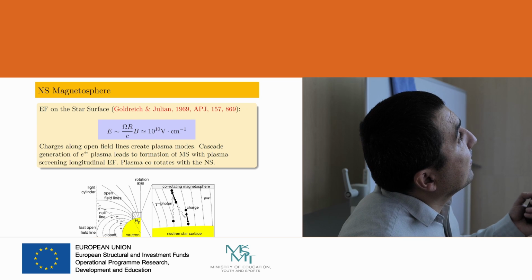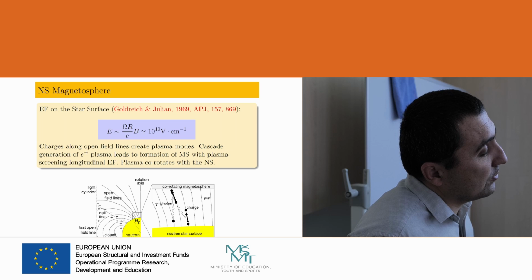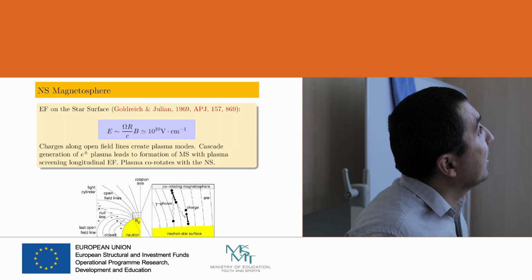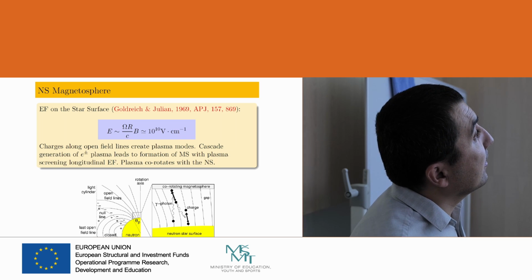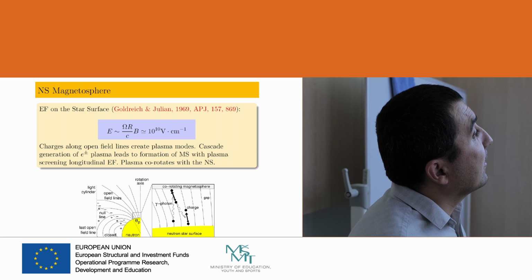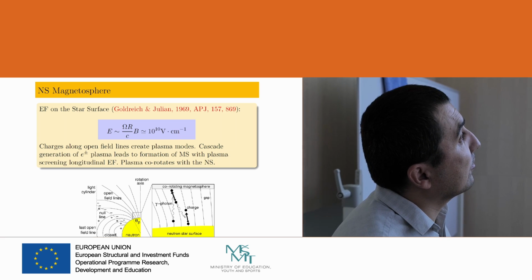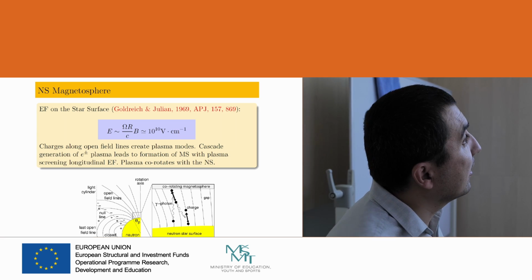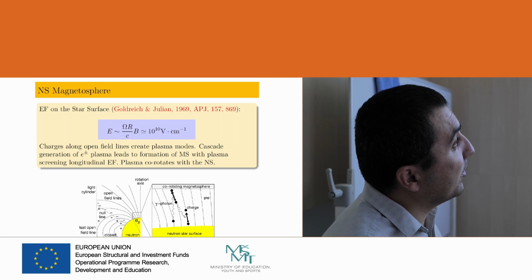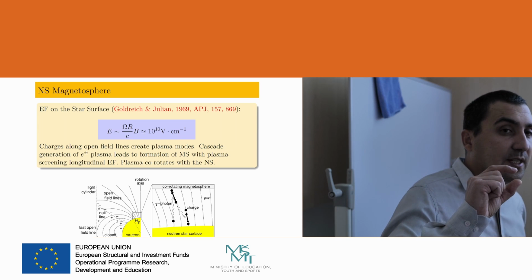And then the neutron star magnetosphere. How does the plasma magnetosphere form around the neutron star? We can easily estimate the electric field which is parallel to the magnetic field. We can call it the induced electric field, and it is 10 to the power 10 volt per centimeter. So this is a very huge potential difference even in 1 centimeter distance.